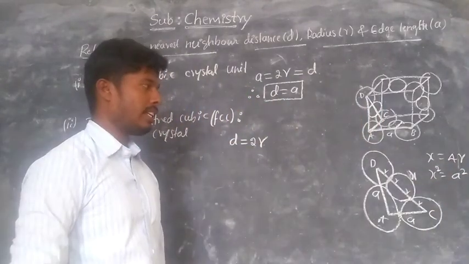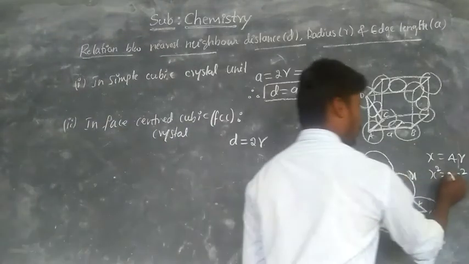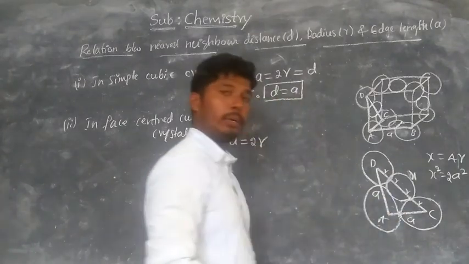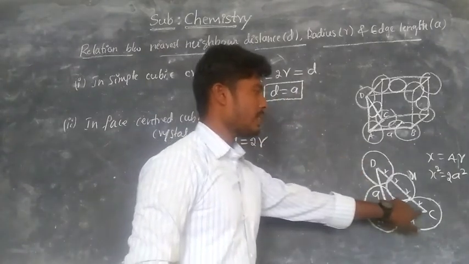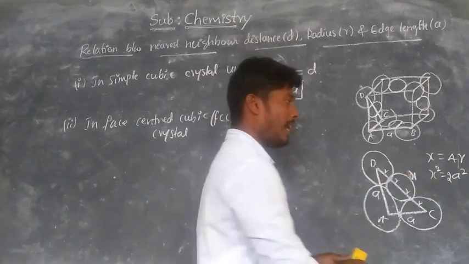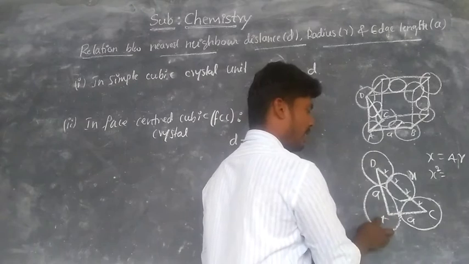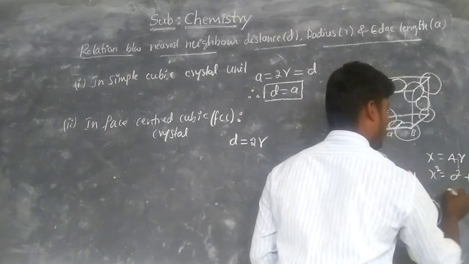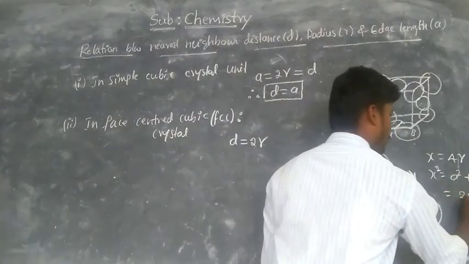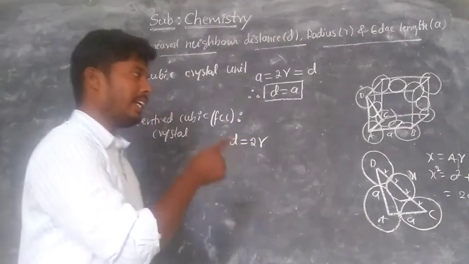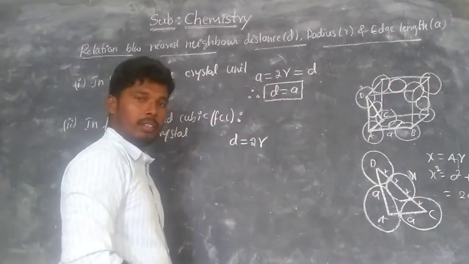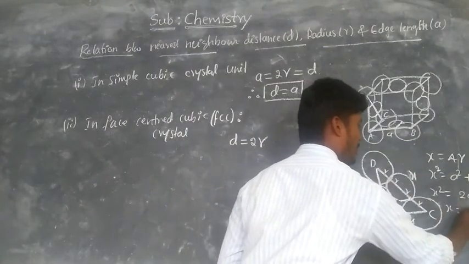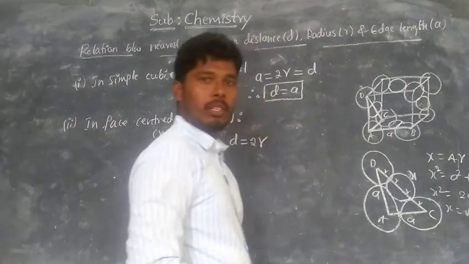By applying Pythagoras theorem you get x square is equal to 2a square, that is, DC square is equal to the sum of AD square and AC square. AD square is nothing but a square and AC square is equal to a square, so you get 2a square. Now compare these two and find the value of r and substitute here. x square is equal to 2a square, therefore x is equal to root 2 into a.